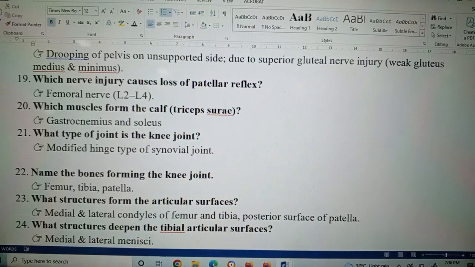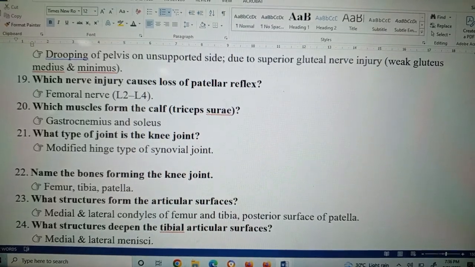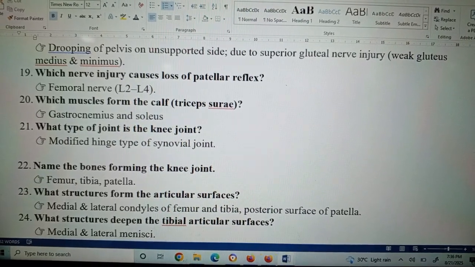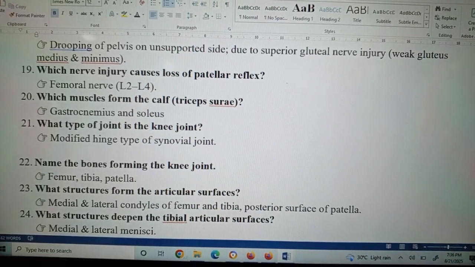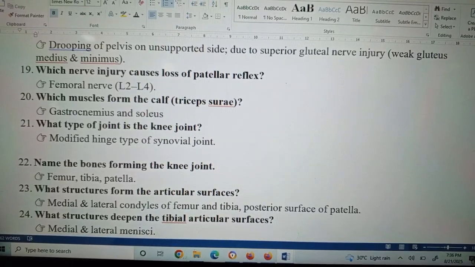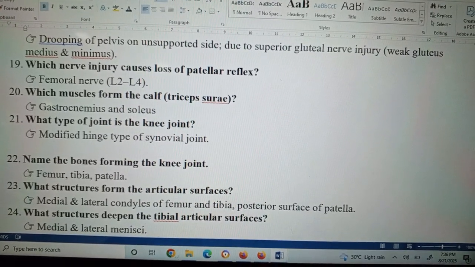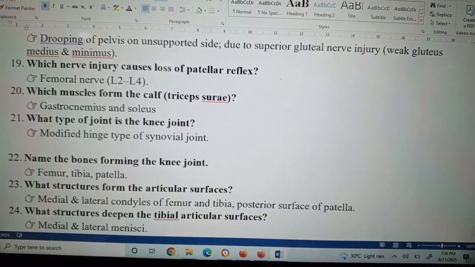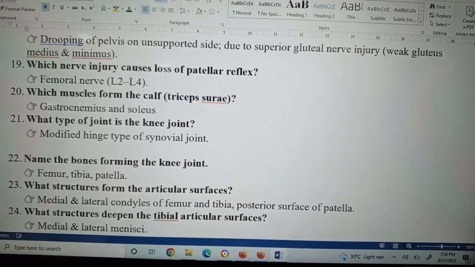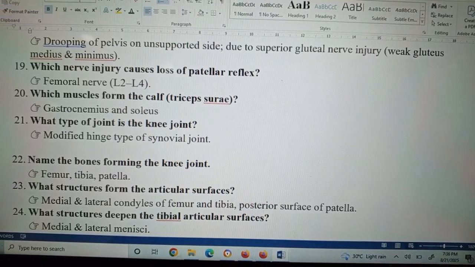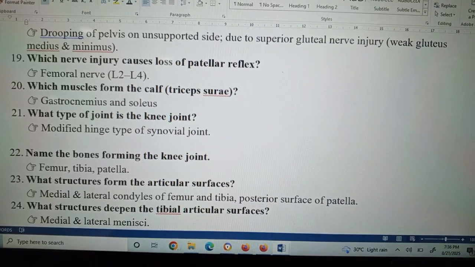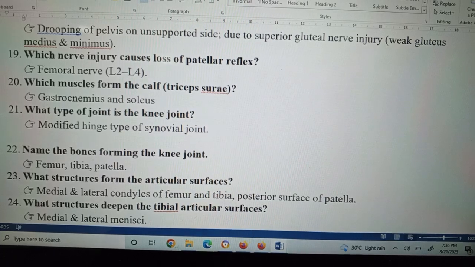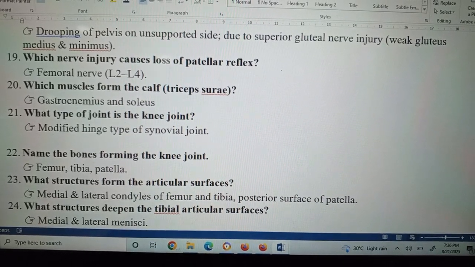Which muscles form the calf muscles or triceps surae? Tri means three, as the name triceps surae indicates: there are two heads of the gastrocnemius, which I have already told you in my previous video on the thigh and leg. You need to see that video to see the medial head and the lateral head of the gastrocnemius and the soleus muscle. That is why it is known as the triceps surae muscle. And an Achilles tendon is also present in it. You must confirm this as well.